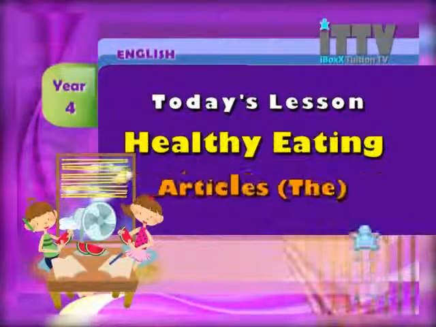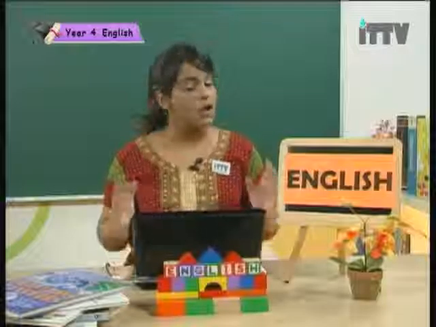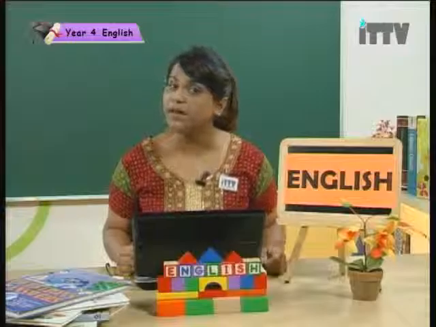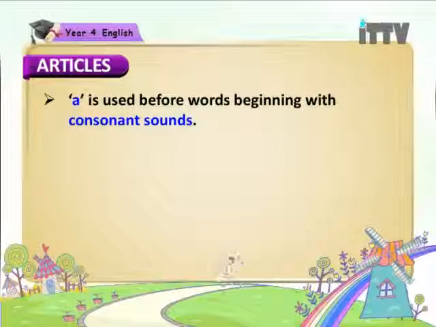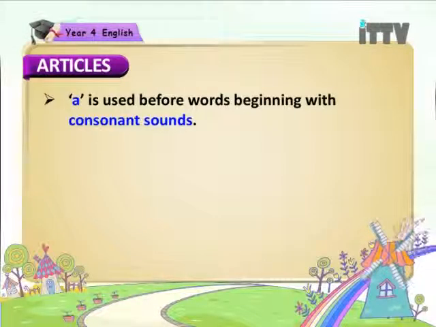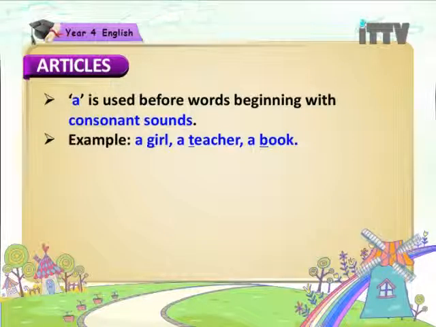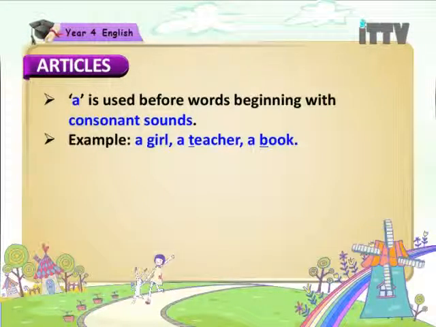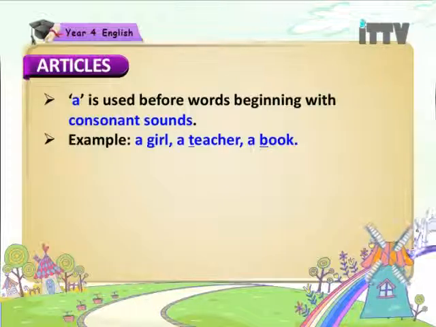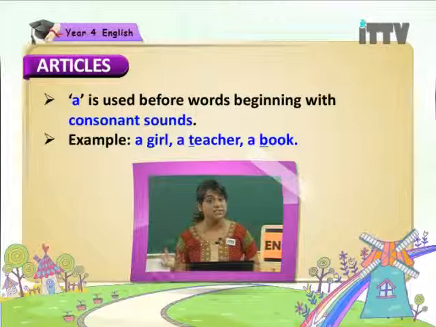Today we are going to go on further with articles. Alright students, do you remember what articles are all about? Now the article a is used before words beginning with consonant sounds. For example, a girl, a teacher, a book. So students remember, a is used at the beginning of a consonant sound.